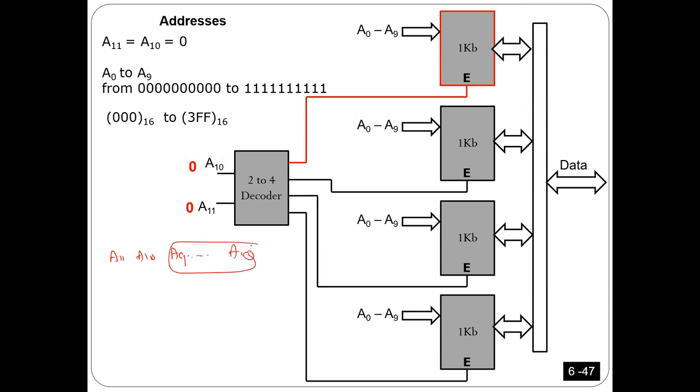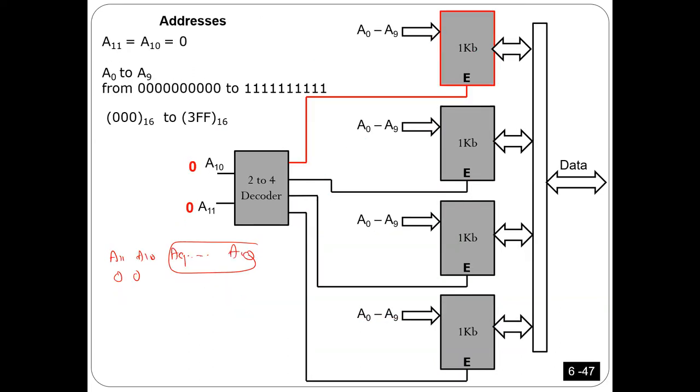This part is connected to all of them, okay? So if I put here 00, I'm selecting the first one. If I want to read or write, I'm going to read or write from this chip. It's like you have 4 chips in one system. If we select number 1, I'm going to work on this one. If I put number 2, I'm going to work on this one. If I put number 3, I'm going to work on this one, okay?